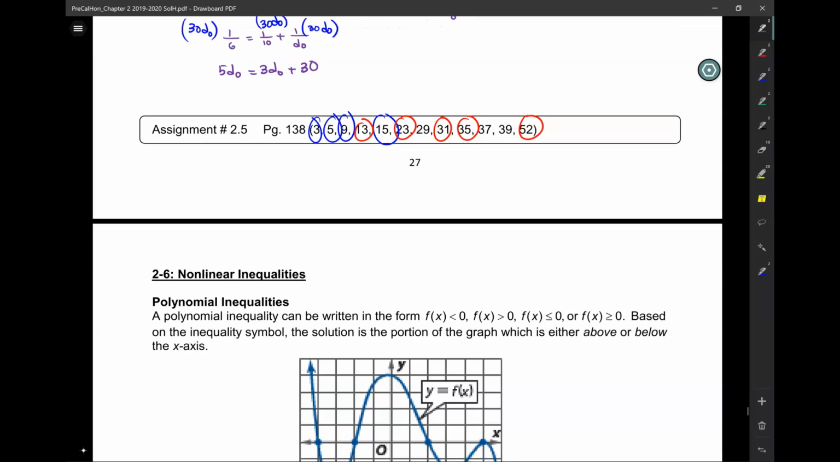Okay? So, 2DO is 30. So then how much is DO? 15 what? Centimeters. Okay? Yay. For this homework, circle the red ones, not the green ones. That's what you're going to do.